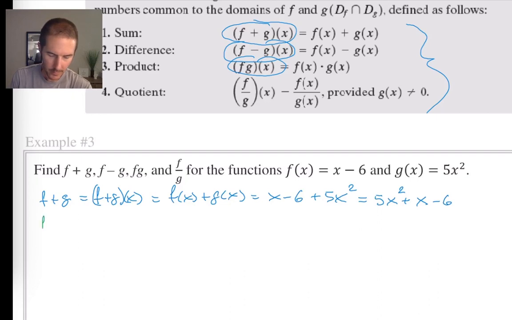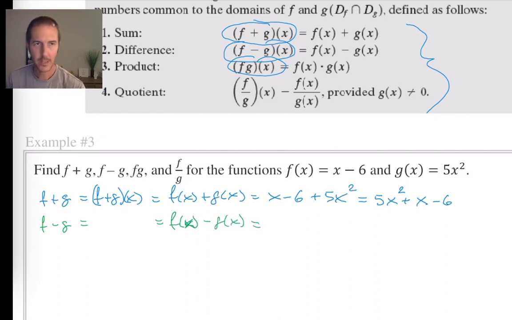The difference of these two functions, f minus g, is also not very exciting. I'm bored by these already. Because really what we're doing is we're writing down these function names and then replacing them with what they are. So f of x is x minus 6, minus the g of x, which is 5x squared.